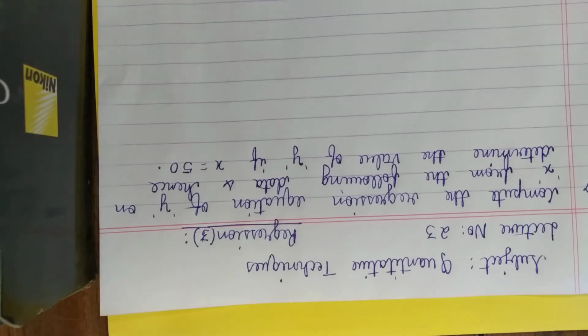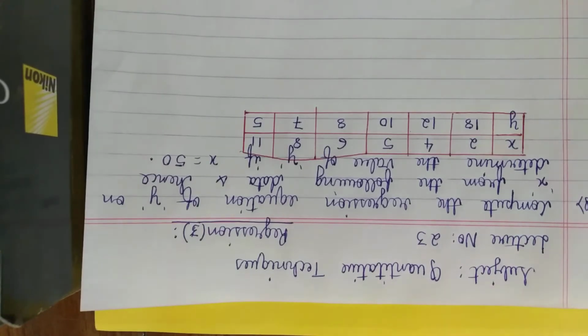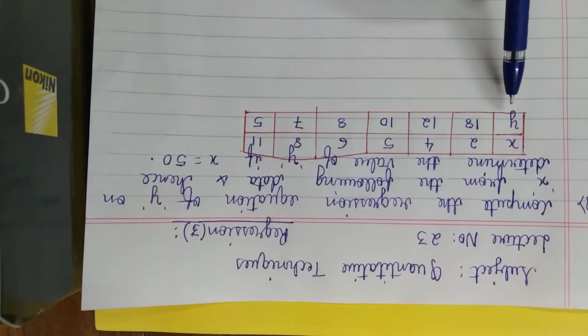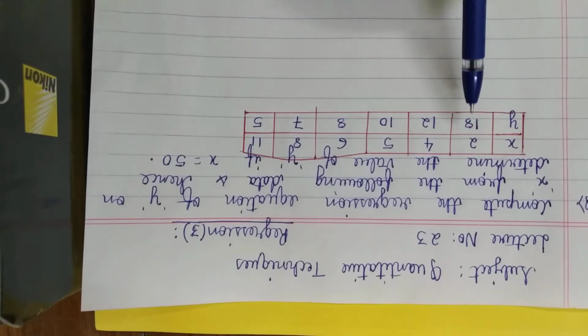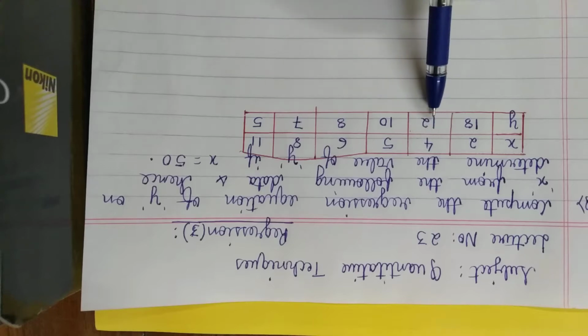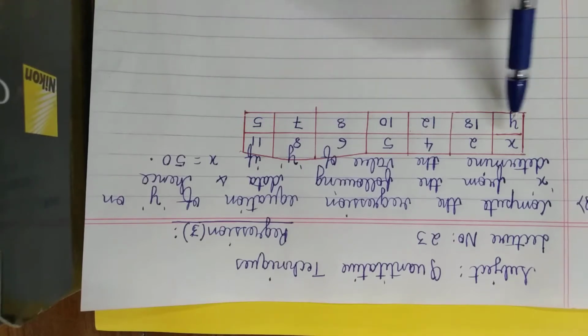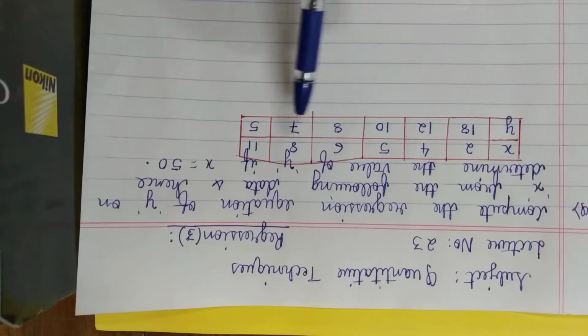So let us take one problem. Compute the regression equation of y on x from the following data and hence determine the value of y if x equal to 50. So the data is given here, x and y values. When x is equal to 2, y equal to 18, x equal to 4, y equal to 12, and so on. So 1, 2, 3, 4, 5, 6 sets of values are given, that is n equal to 6 in this case.